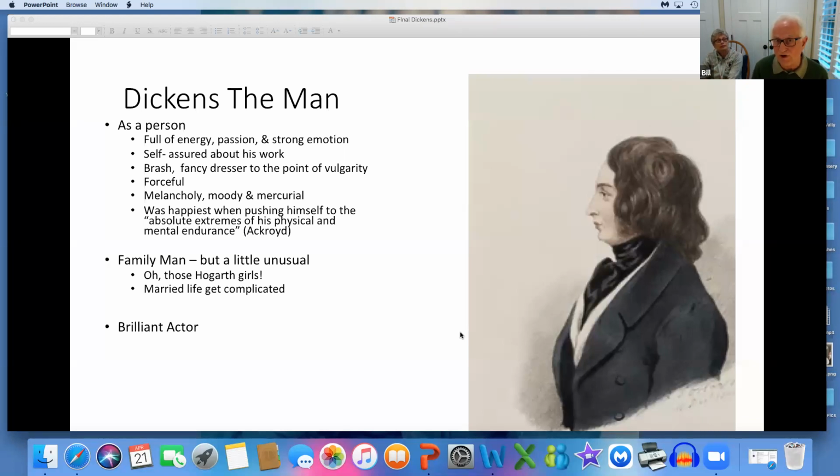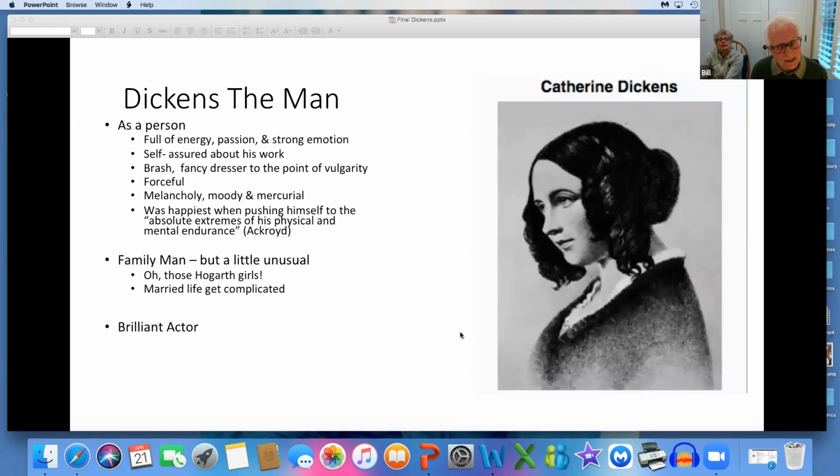The other was a bright, bright green. And he would put jewelry all over them. He wore jewelries and big rings on his fingers. Sometimes he'd go around London with just one arm in a suit coat and the rest of it kind of hanging off the side like he was a Russian soldier. He loved dressing up. He certainly was a family man, but a little unusual. And my subtitle is here, Oh, Those Hogarth Girls.